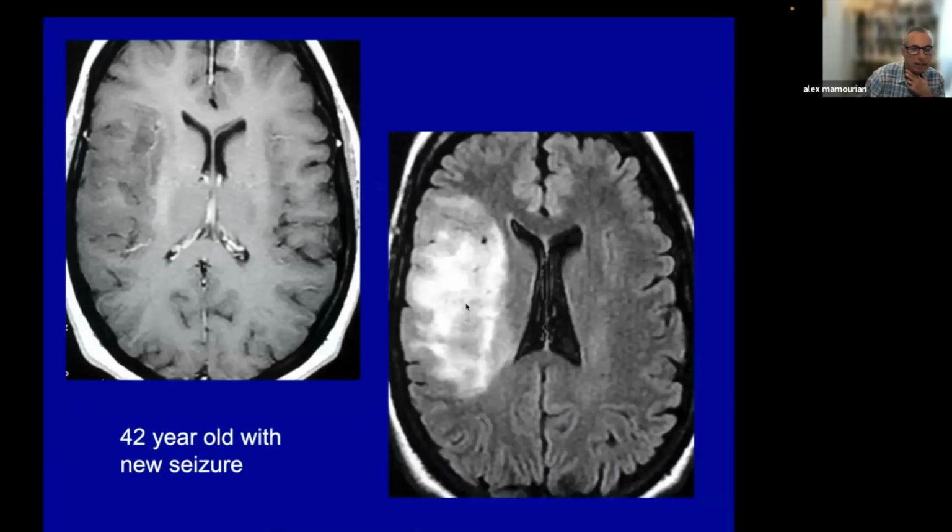Here we have a large lesion involving the white matter of the right hemisphere, probably some cortical involvement in here, but again, you lose the gray-white junction here. Notice that there's almost no enhancement of this lesion. And this is an oligodendroglioma.